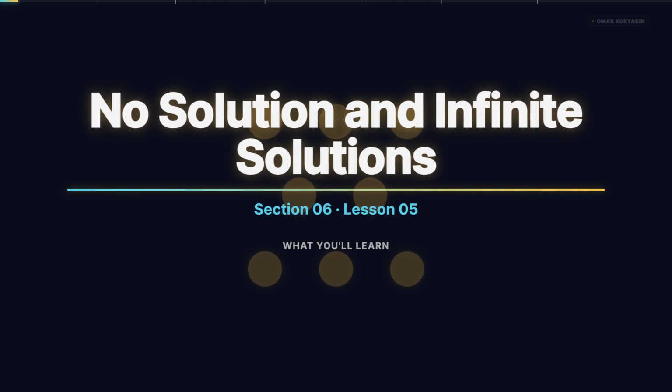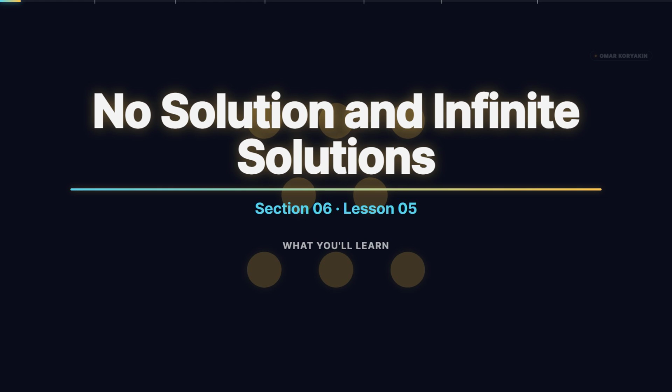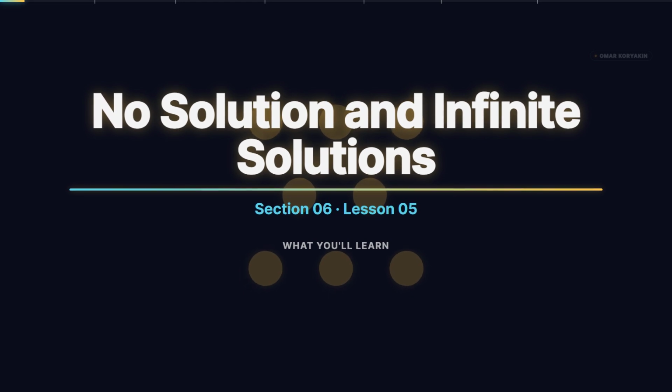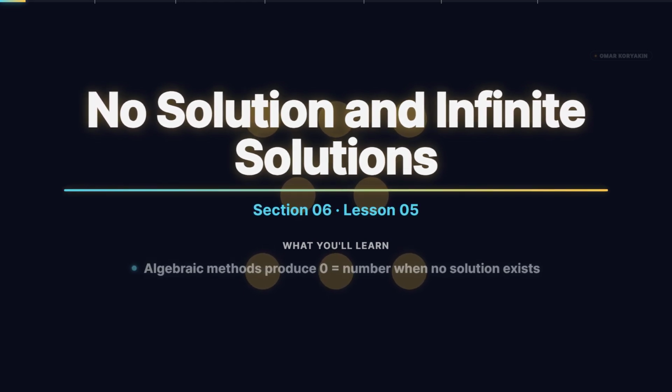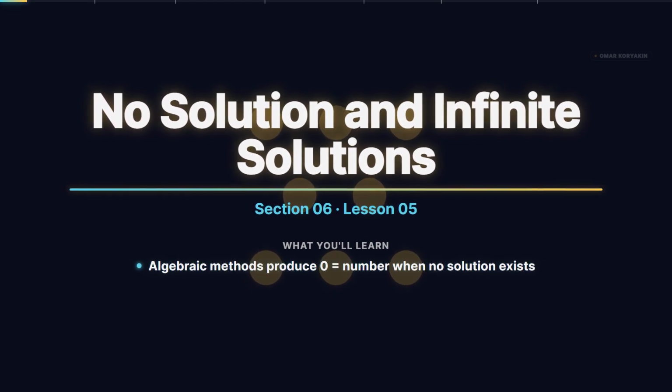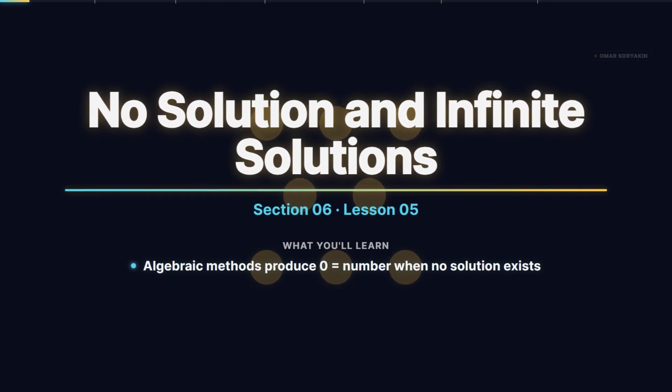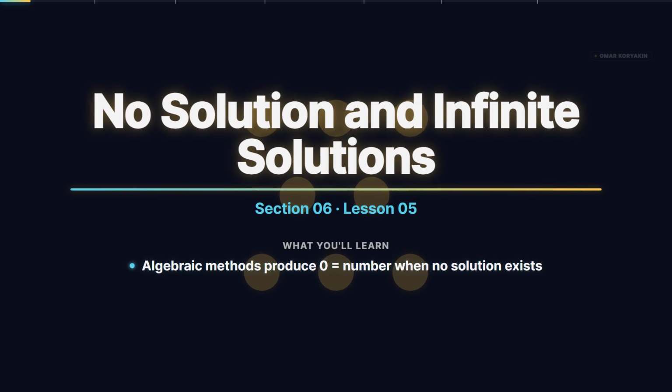Each special case has a clear algebraic signature when you apply substitution or elimination, and a clear geometric signature when you graph the lines. Today we lock in both signatures and walk through the 2 cases with worked examples illustrating the algebraic and geometric perspectives together. First idea on the board.